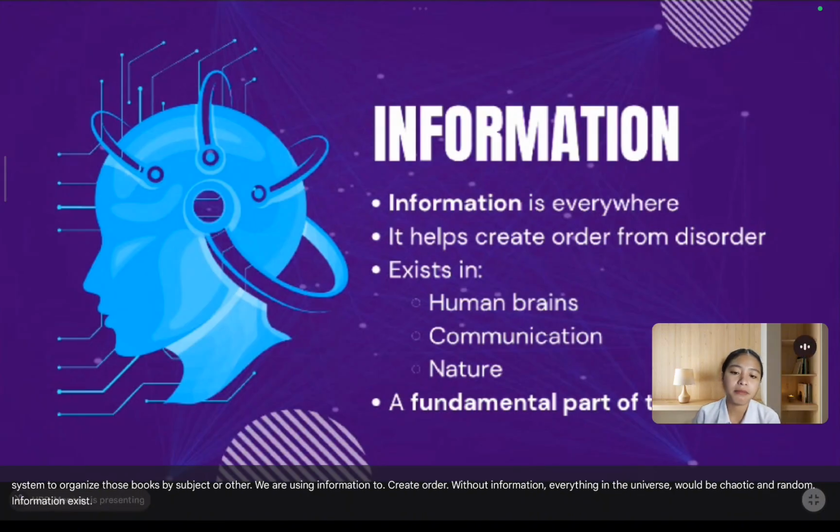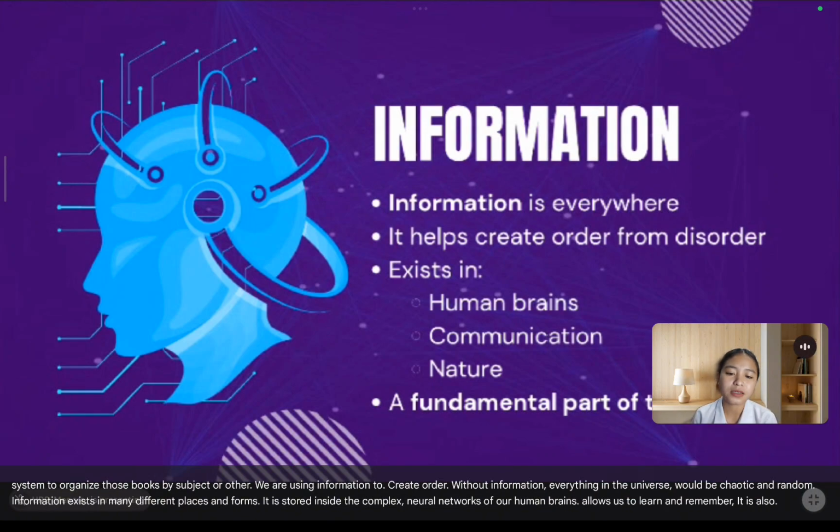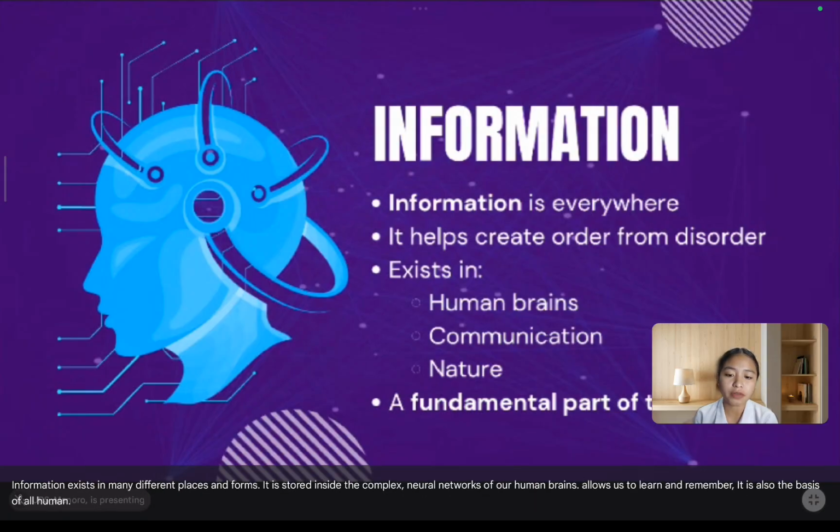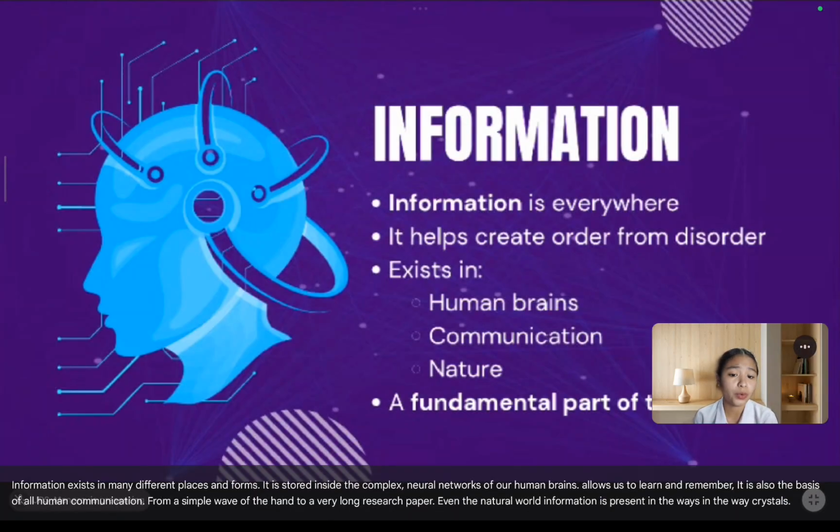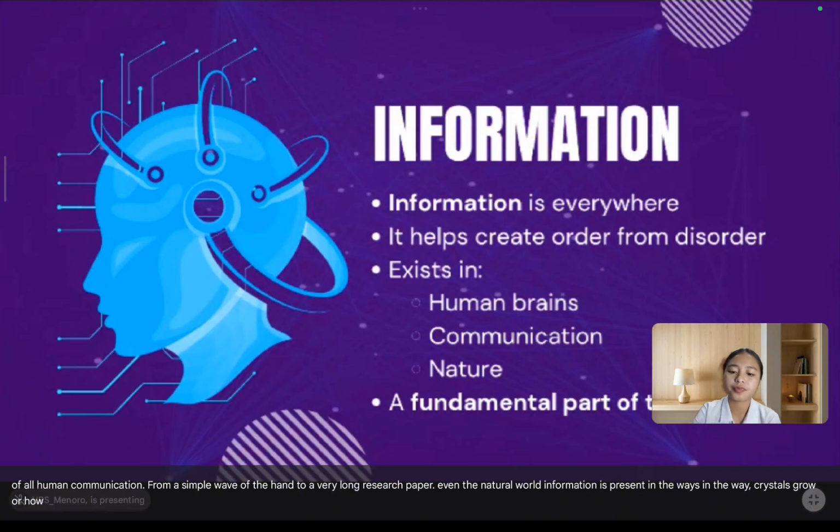Information exists in many different places and forms. It is stored inside the complex neural networks of our human brains, which allows us to learn and remember. It is also the basis of all human communication, from a simple wave of the hand to a very long research paper. Even in the natural world, information is present in the way crystals grow or how planets move.